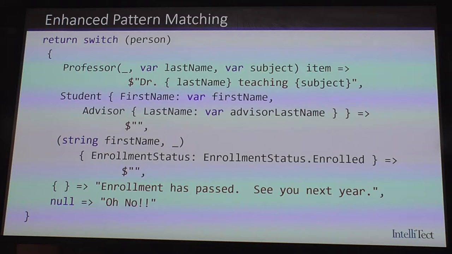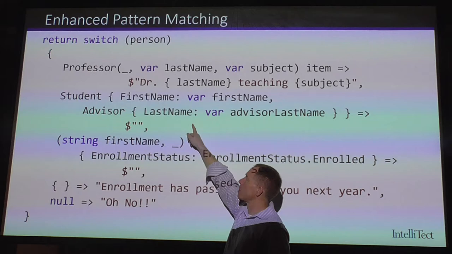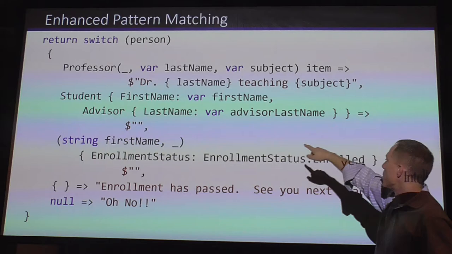And we will assign the last name and the subject, and we'll go ahead and use those in the expression. Again, all you're passing is the person class, if the person class is a professor. And we can keep going. Now, if it's a student, we can actually go into a property of the student called advisor, and we can actually go pull out the advisor's last name.